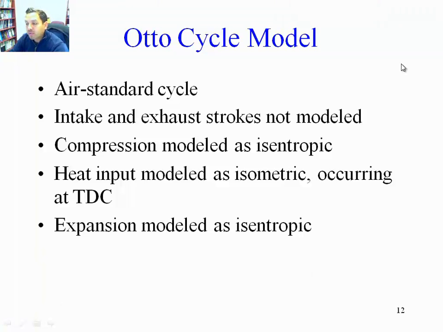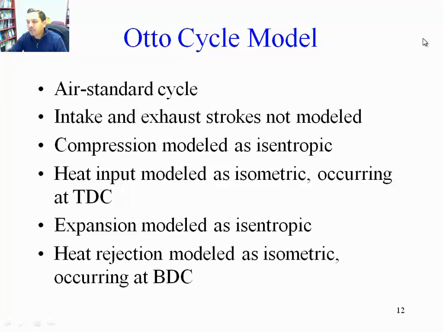Expansion is also modeled as isentropic, so you assume that there's no heat dissipation. As the piston goes down and it expands, it's a power stroke. And finally, the heat rejection is modeled as an isometric process occurring exactly when the piston is all the way down at the bottom dead center.